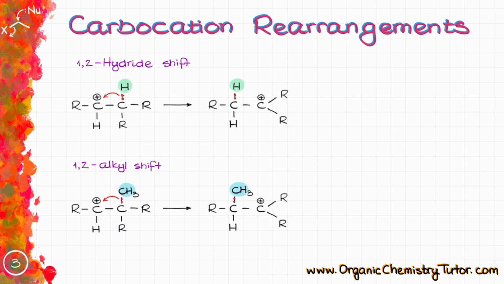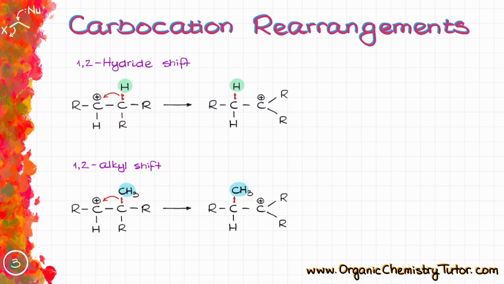So what actually happens here is the hydrogen atom with all of its electrons migrates to the atom with the empty orbital where our carbocation is. Likewise, in the case of the alkyl shift, the entire alkyl group with all of its electrons migrates to the nearby atom. So in my examples, the green hydrogen with all of its electrons hops onto the nearby carbon. Likewise, in the second example, the blue methyl group with all of its electrons hops onto the nearby carbon, forming a new carbocation.